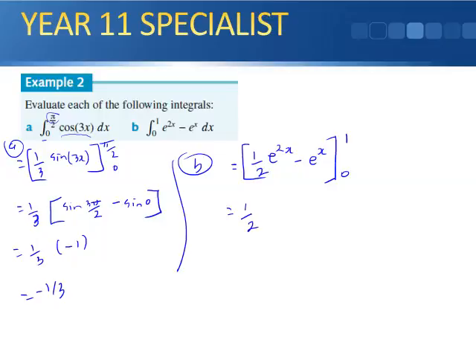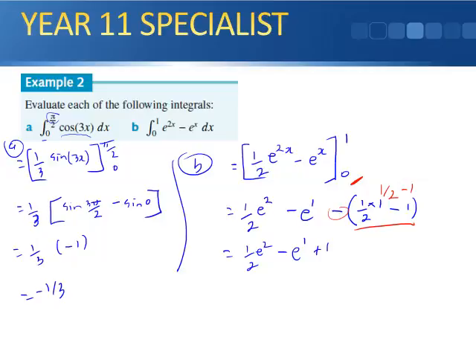Substituting the 1 in, e to the 2 times 1 is 2, so we get a half, e to the 2 minus e to the 1. And I'm going to put this in brackets because I've got to take away this whole thing when I substitute the 0 in. So a half e to the 0 is 1, so times that by 1, minus e to the 0 is 1. So I get a half e squared minus e to the 1, and that's there. A half times 1 is a half. Take away 1 is negative a half, but then there's this one here, so it becomes positive half. So I end up getting that one there.